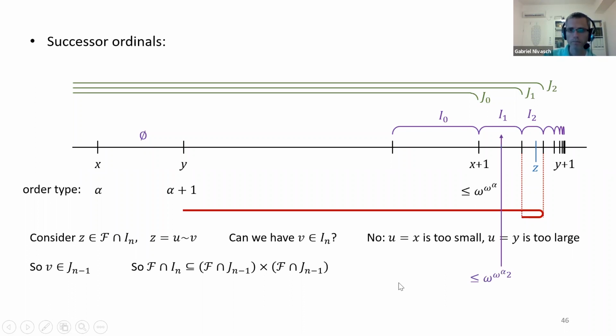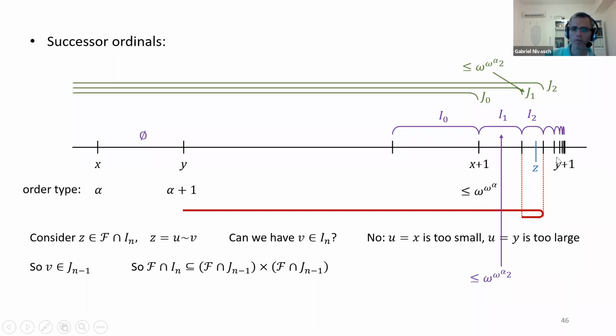So it means that the order type of I1 is at most omega to the alpha multiplied by itself. And that's also the upper bound for the order type of this part, which of course is also an upper bound for the order type of the whole thing, because the order type of the whole thing is this plus this, but this completely dominates this.